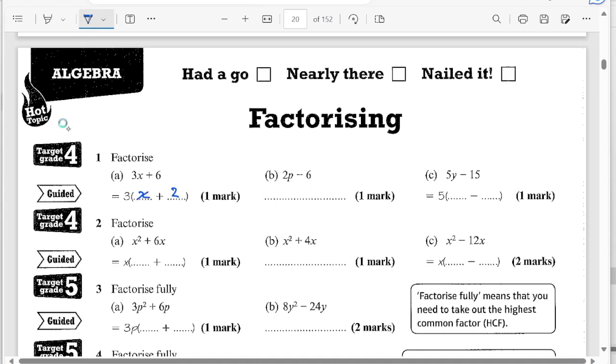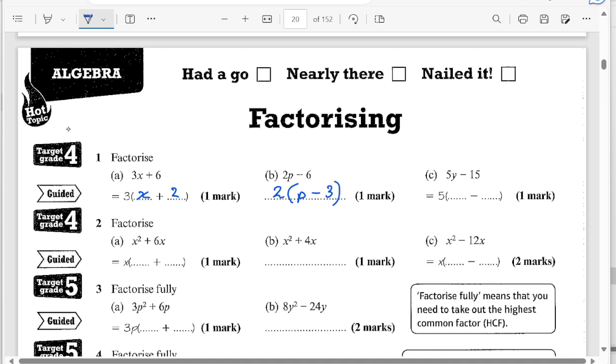That would be 2. So for B, we haven't got the guide so much, so we're going to take out the highest common factor, which in this case would be a 2. And what would we need to times 2 by to get p? 2p, we'd times by p. What would we need to times 2 by to get 6? That would be 3. And what symbol would go in the middle? That would be a minus.